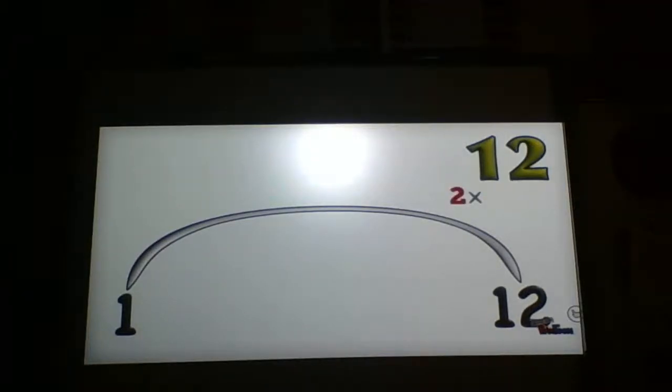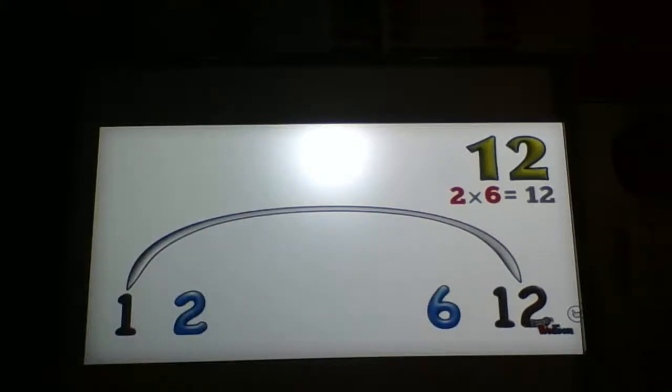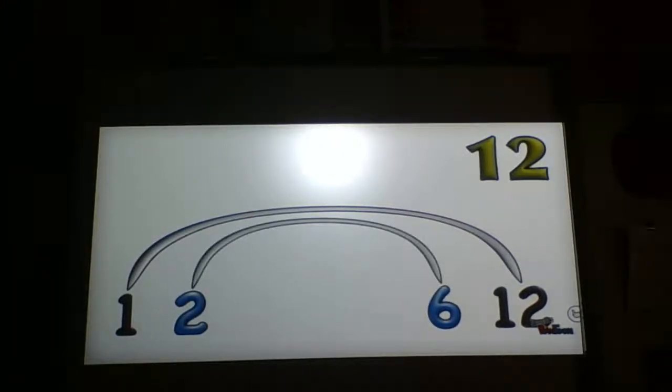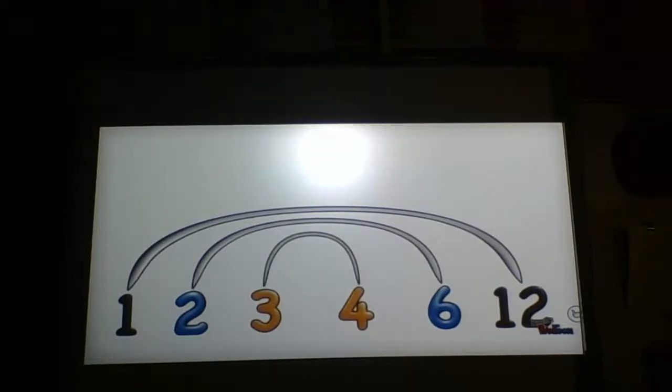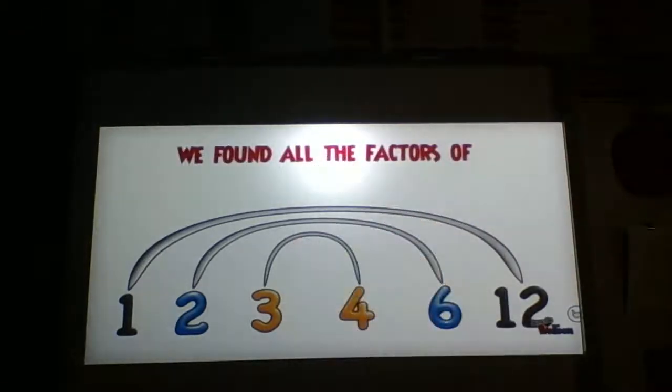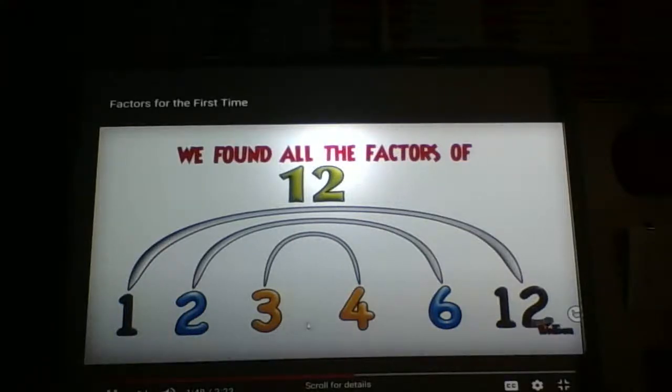Well, 2 times 6 is 12. List the 2 and the 6 and put the arc in. Then 3 times a number. 3 times 4 is 12. List the 3 and the 4, put the arc in. 3 and 4 are consecutive numbers. So we know we finished because there's no whole number between those 2. We've just found all the factors of 12. Yeah, 3 and 4 next.